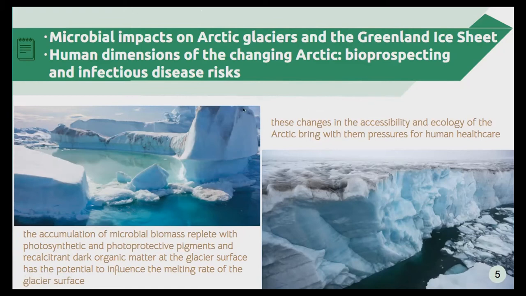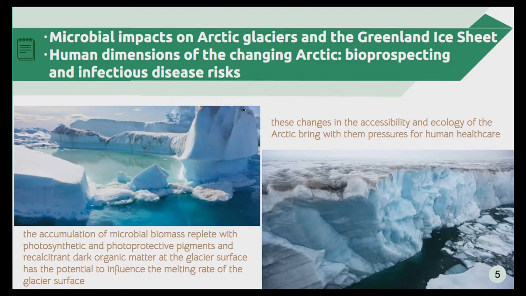Okay. Thank you. I would like to explain about microbial impacts on Arctic glaciers and the Greenland ice sheet, and human dimensions of the changing Arctic biosphere: spectrum and infectious disease risk. Arctic glaciers, ice caps, and the Greenland ice sheet have started to experience the crippling consequences of Arctic warming. Yet the melt that has been experienced to date is a mere fraction of what can be expected as the Arctic continues to warm. The largest of these glacial ice masses is by far the Greenland ice sheet, which occupies 1.7 million square kilometers and currently sequesters the water equivalent of 7.4 meters of sea level rise.